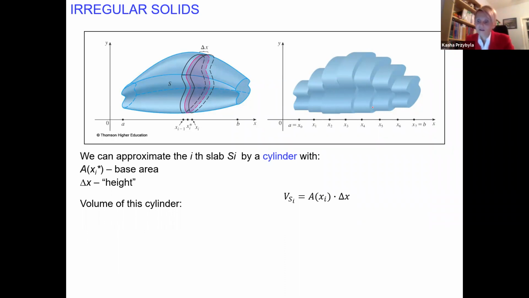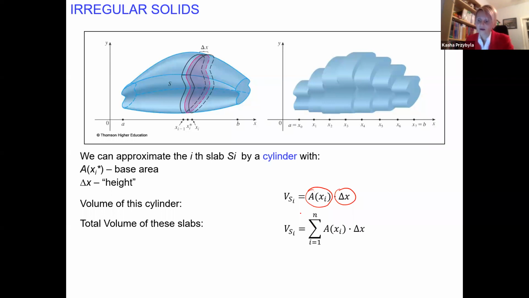Just one of the slices, one of the slabs, will have the base area we will call A of x, of course at the sample point x sub i, and the height, which is the thickness delta x. That means the volume is the area of the base times the height. This is just one cylinder.